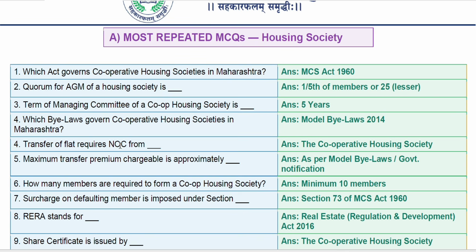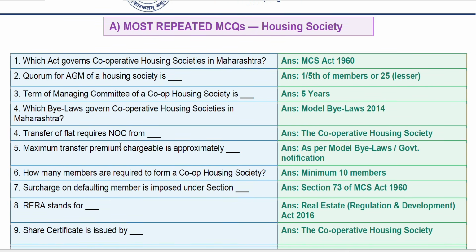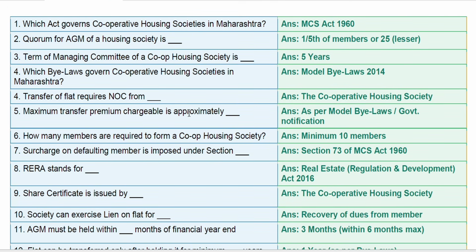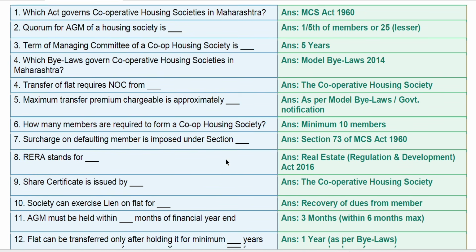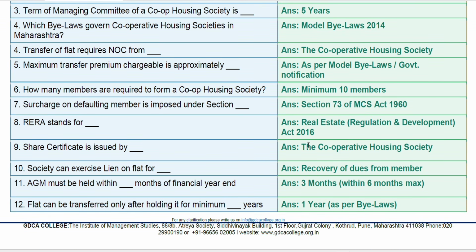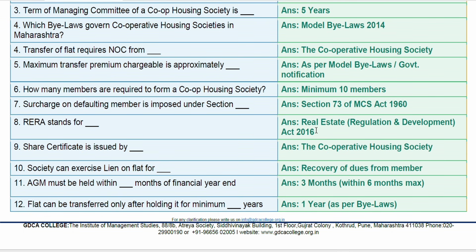Transfer of flat requires NOC from the cooperative housing society. Maximum transfer premium chargeable is approximately as per model bylaws or government notification. How many members are required to form a cooperative housing society? Minimum 10 members required. Surcharge on defaulting member is imposed under section 73 of MCS Act 1960. RERA stands for Real Estate Regulation and Development Act 2016.